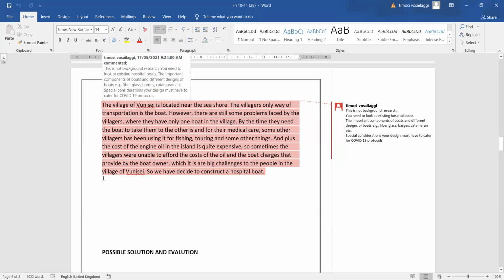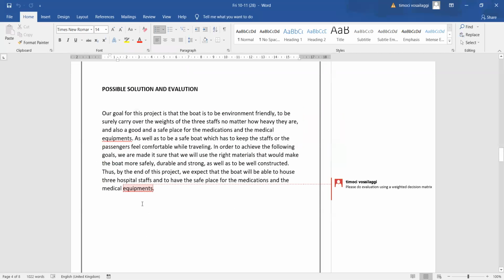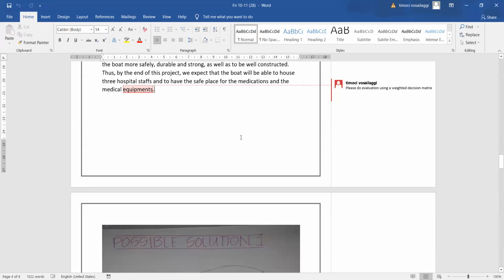So, possible solution evaluation. This sentence is a good lead-in to the evaluation process because you talk about what your design should have. That's a good entry into the evaluation process, but it isn't an evaluation. You've just stated the design criteria in sentence form. After this comes your weighted decision matrix and all that kind of stuff, and your justification and all that.